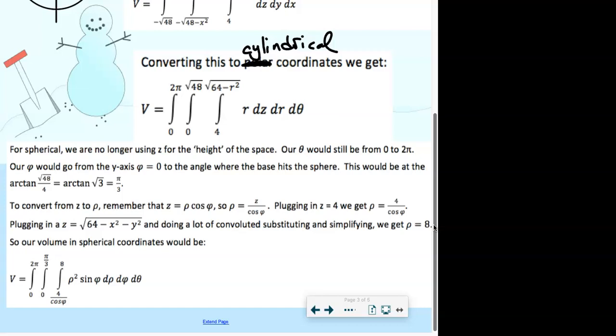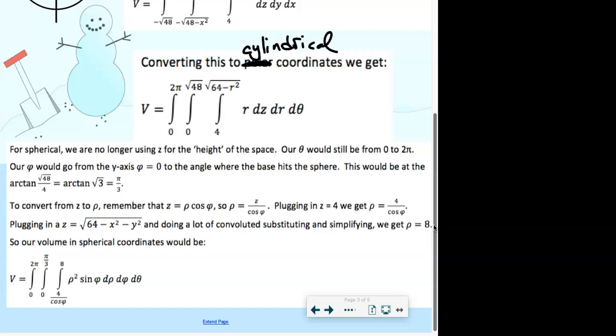But anyway, for spherical, we're no longer using z for the height of the space. Our theta is 0 to 2 pi. Our phi would go from the y-axis to the angle where the base hits the sphere. I wrote out inverse tan of root 48 over 4, but I just did it with special right triangles. Usually it's a special right triangle, so you end up with pi thirds.